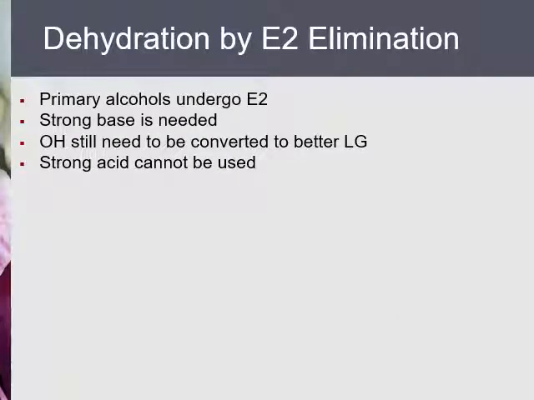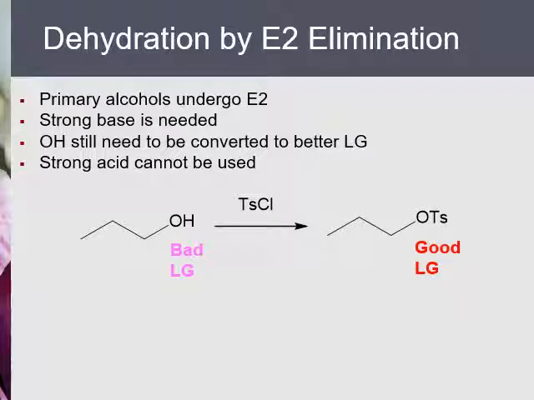Primary alcohols undergo E2 elimination, but the E2 elimination requires a strong base. And in this case, we cannot change hydroxy into water as a better leaving group, because to change into water, we need to add acid solution. An alternative is to convert hydroxy into tosylate as a good leaving group, followed by a strong sterically hindered base.